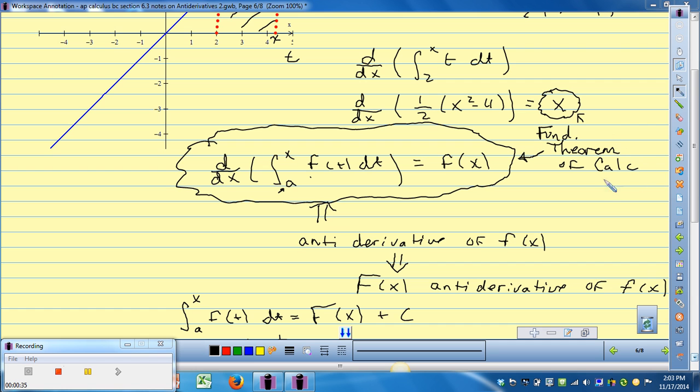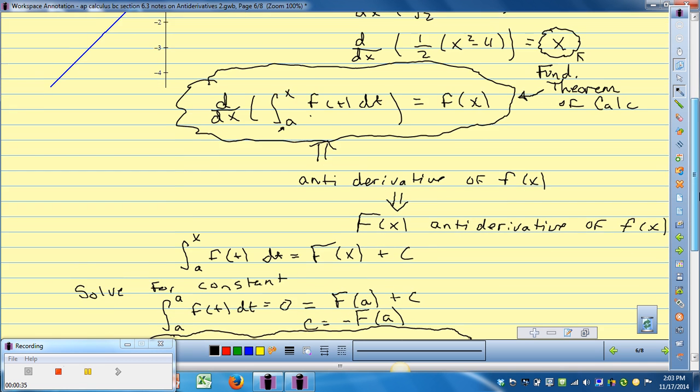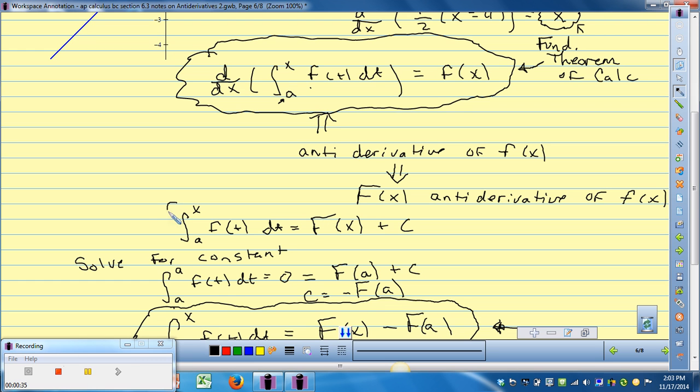So what that means is that if that statement is true, which is the basis of what is called the fundamental theorem of calculus, then that means that the definite integral from a to x of f of t dt has to be an antiderivative of lowercase f of x. Because if I take the derivative of the antiderivative, I should get back to the original function. So we're going to call this antiderivative function capital F of x. Our function that we start with is lowercase f of x, and the antiderivative is capital F of x.